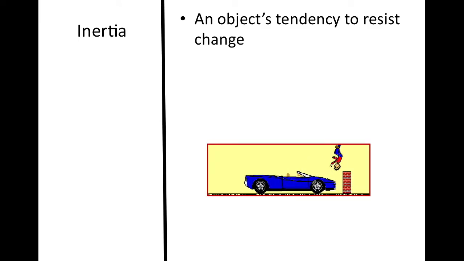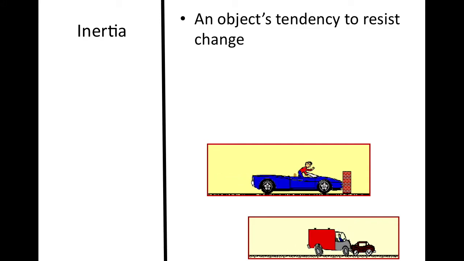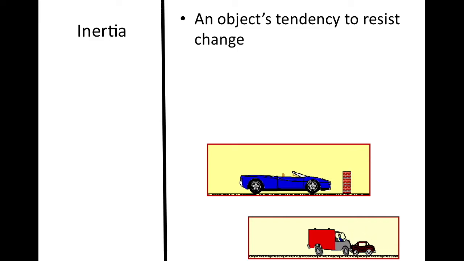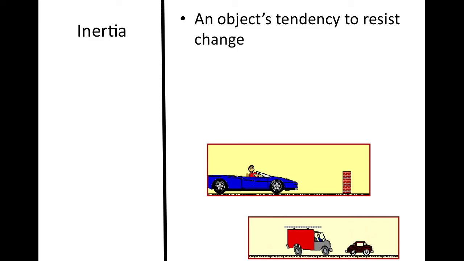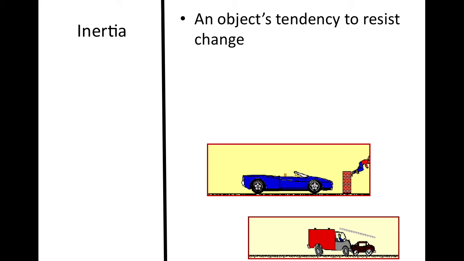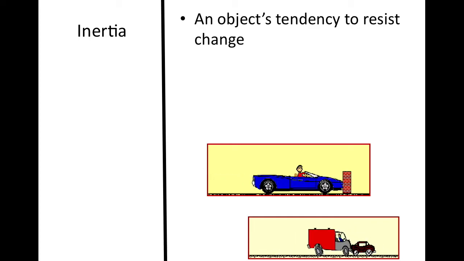Inertia. What is inertia? It is an object's tendency to resist change. So if you look at this guy down here, as he's driving, his body is moving forward. The car stops, but he is still moving forward. Another example is where this van down here has the ladder on the top. Because the car gets hit and runs into the truck, the ladder on the top continues to go. So an object is going to want to continue doing what it was doing. It's going to take force to stop the object from doing what it's currently doing.